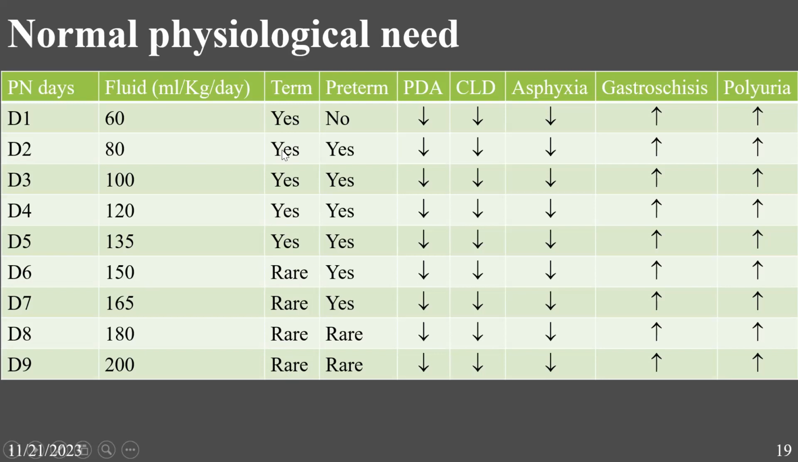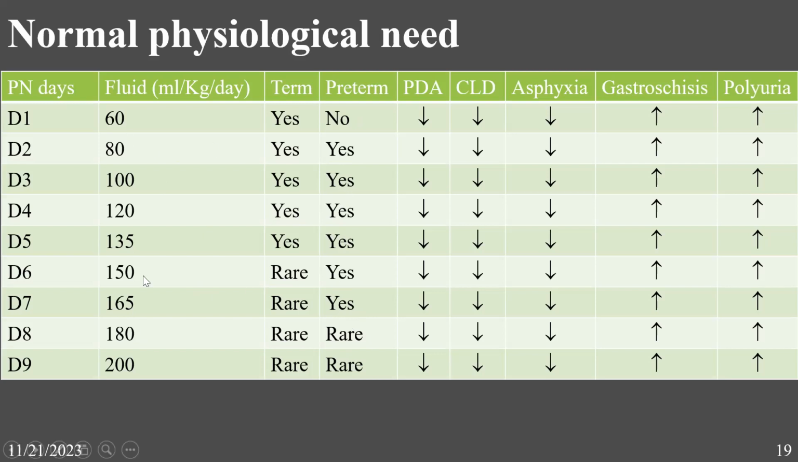For a preterm baby, on day 1, we start with 80. Sorry, so day 1, 80. Day 2, 100. Day 3, 120. Day 4, 135. Day 5, 150. Day 6, 165. Day 7, 180. And more than 180, we rarely go further than that unless it is needed.